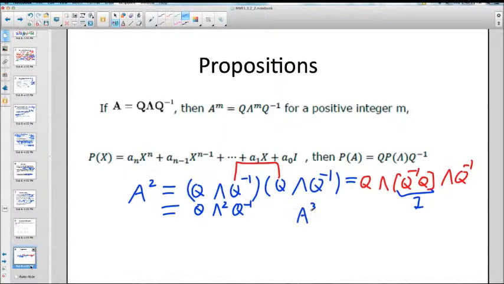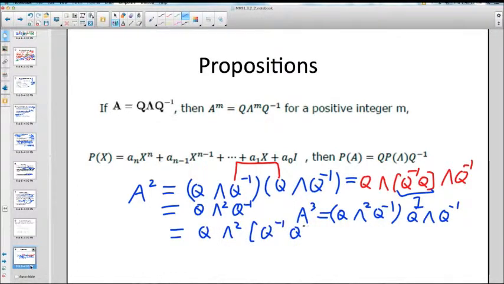How about A cubed? Do the same operation: equals Q lambda squared Q inverse times Q lambda Q inverse, and reassociate Q inverse Q lambda Q inverse. That's I again, then you have the I here. What you have is Q lambda cubed Q inverse. You got the idea. We can keep going.